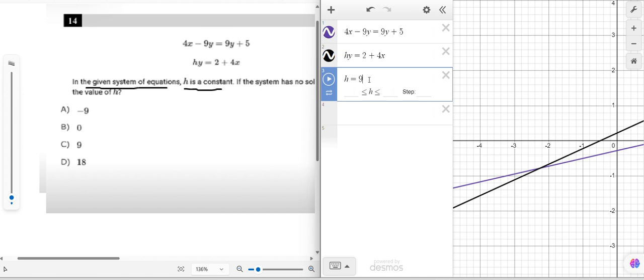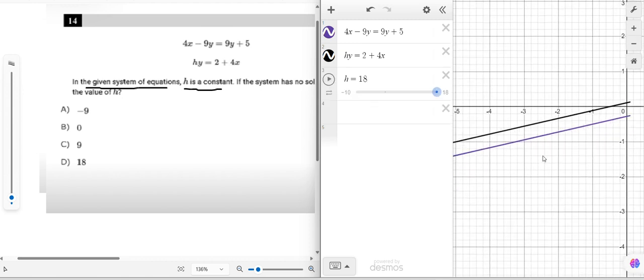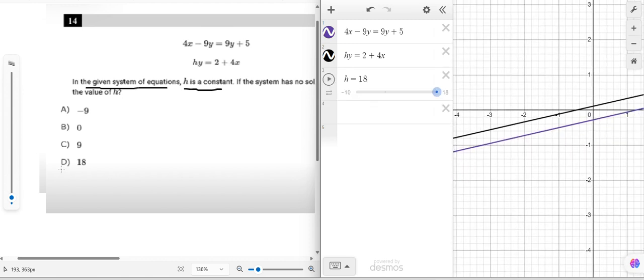So obviously our answer is D, but let us check. D, h equals 18. There is no solution. So our answer is D, which is h equals 18.